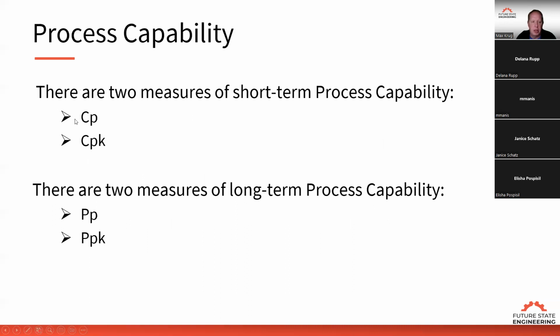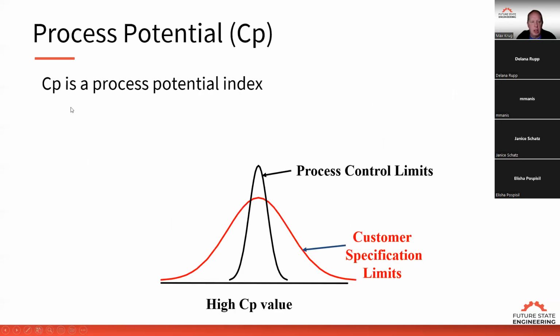And there's two measures, CP and CPK. For short term, long term is PP and PPK. So just CP is what's called the process potential. So we're measuring our customer specification limits to our process control limits. And we're looking at the relationship of these two distributions. So a high CP, a high process potential, would be that the control limits of the process are way inside our customer spec limits.